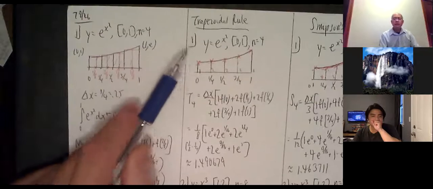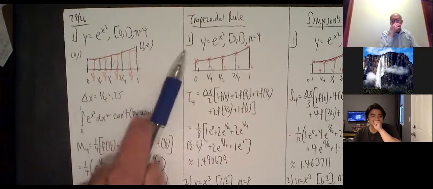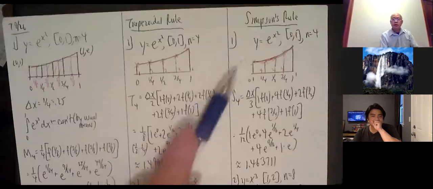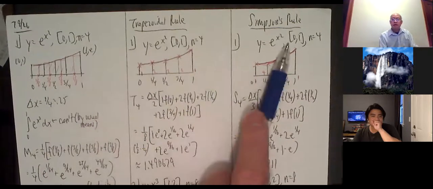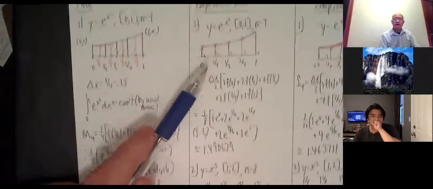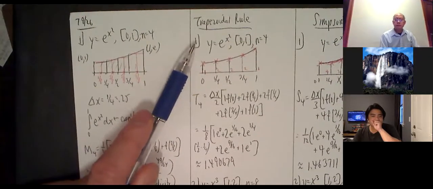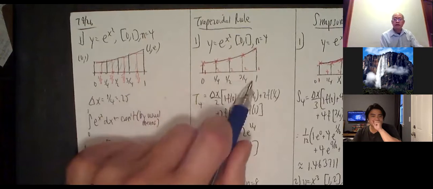Now new stuff: trapezoidal rule, Simpson's rule. So going back to problem 1, same problem, same picture, same n, same function. Same thing for Simpson's rule: same function, same interval, same n, but we're doing it by a different method. Okay, so let me give you the idea behind the trapezoidal rule. Same picture here: 0, 1/4, 1/2, 3/4, 1.